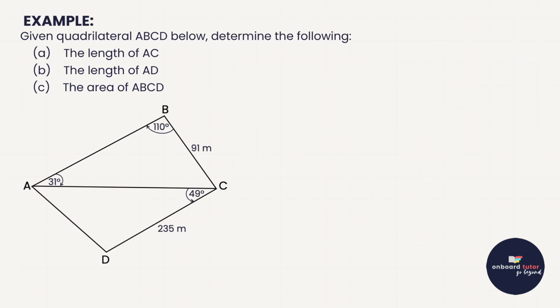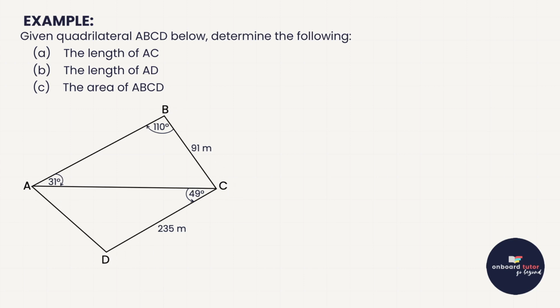In our last video, we solved triangles, so we used the sine, cos, and area rule. In this video, let's see if we can complicate that a bit, because they like to ask us questions like this, where there's actually more than one triangle that we could work in, and we really need to keep our wits about us. So it says here, given quadrilateral ABCD below, determine the following: the length of AC, then the length of AD, and finally the area of ABCD.